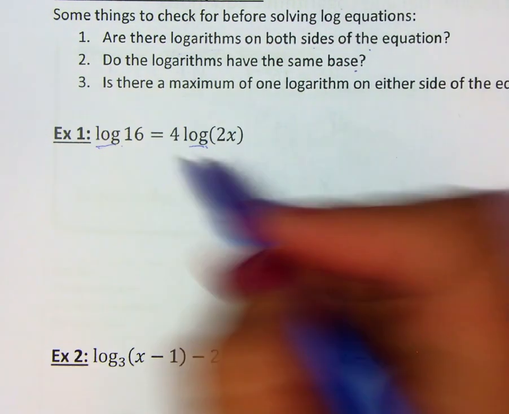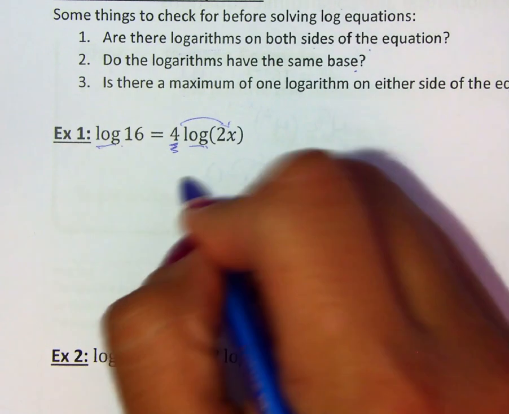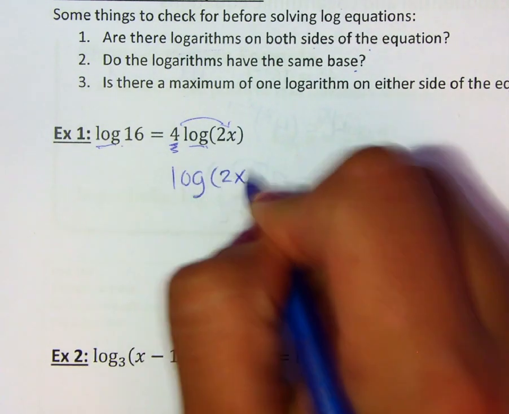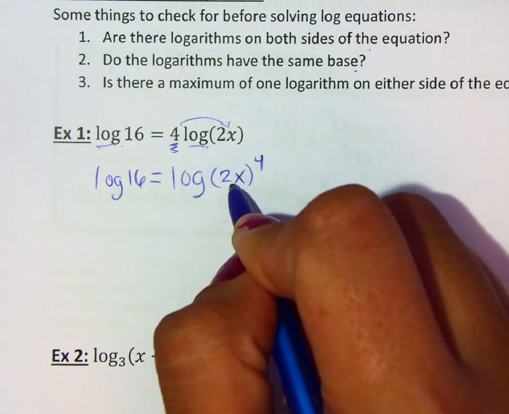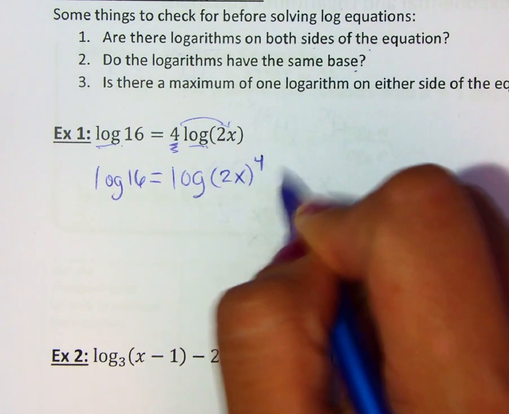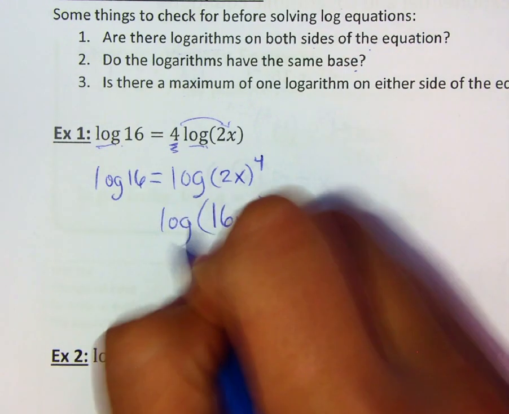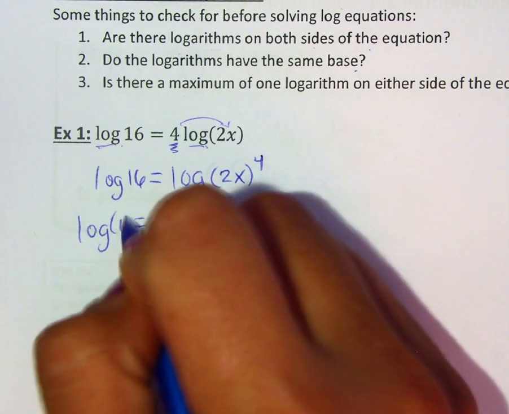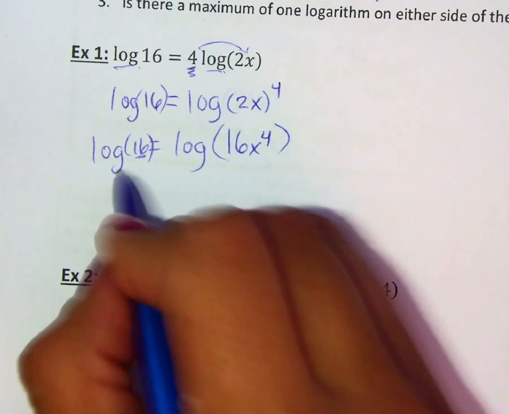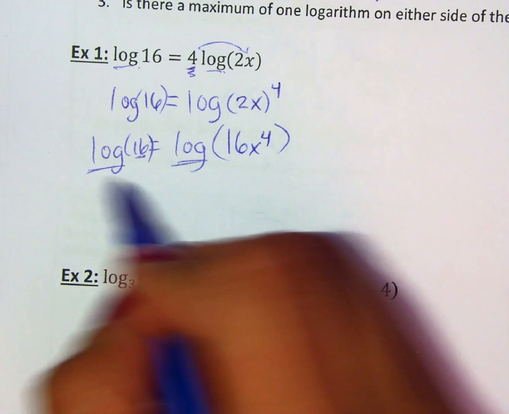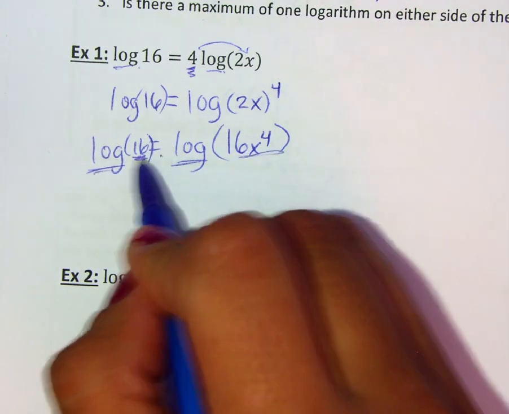So let's see. We notice the coefficient needs to be put over here. So we're going to have log of 2x to the 4th power. And then we do 2x times 2x times 2x times 2x, and it gives you 16x to the 4th power. And then we notice that they have the same logs. So when they're the same logs, then they should be the same arguments if they are equal to each other. So we're just going to focus on the arguments.